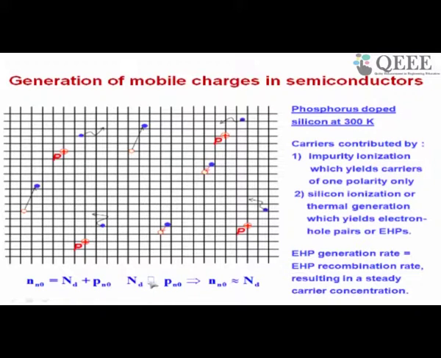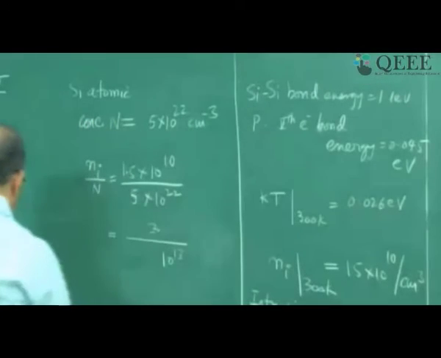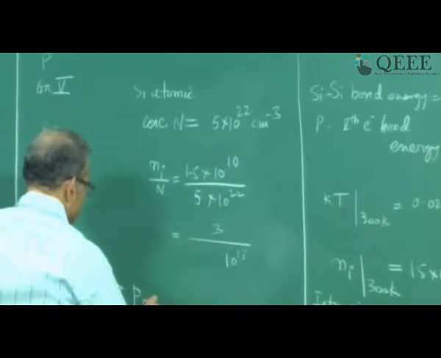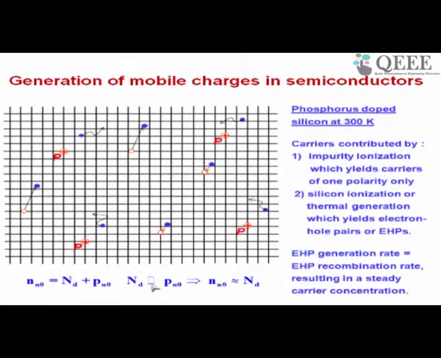Now in practice what is going to happen is, what is not clear here, Nd is much greater than the number of holes. Now let me explain to you what the symbol N0 means.